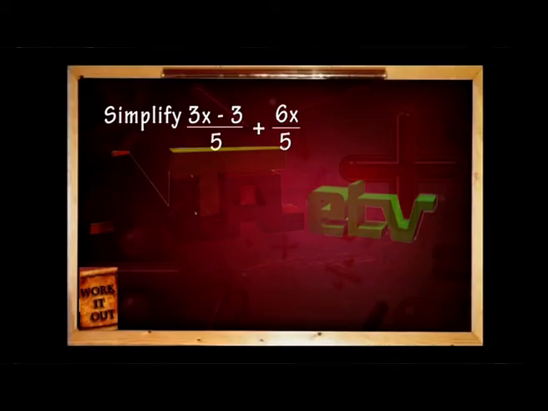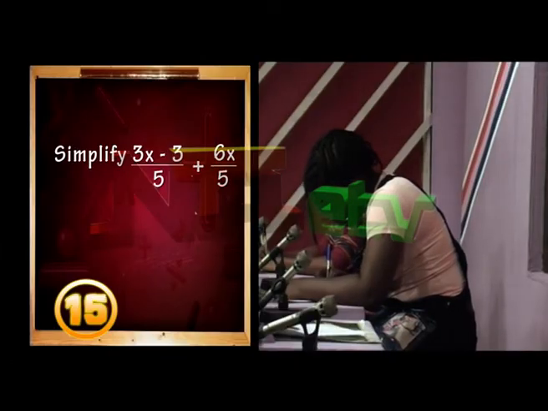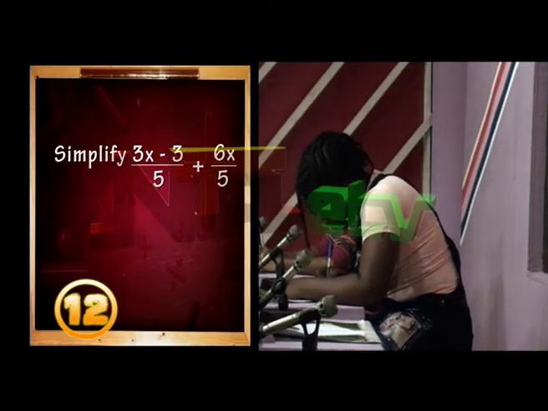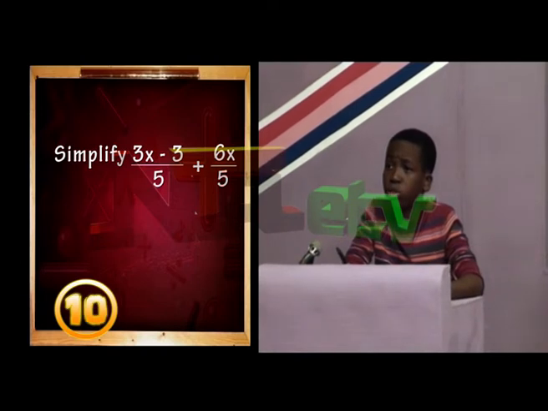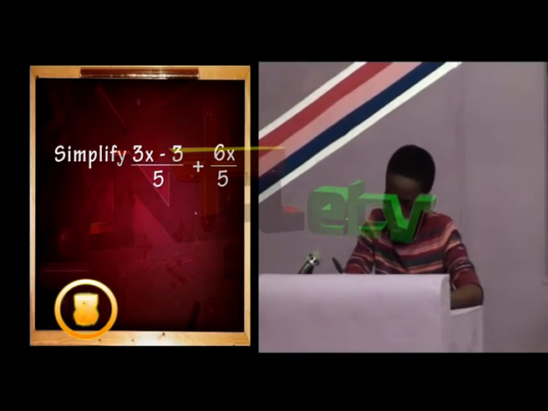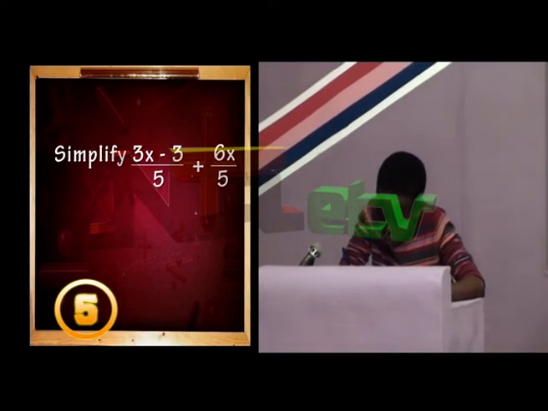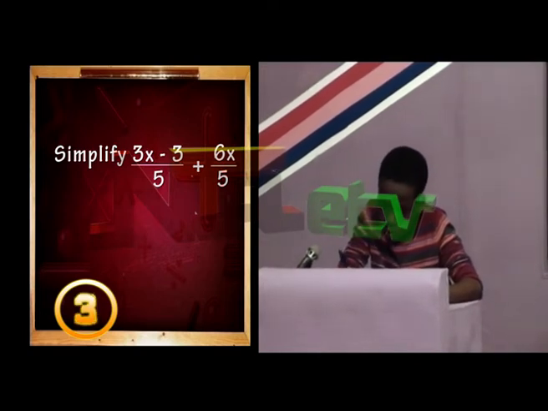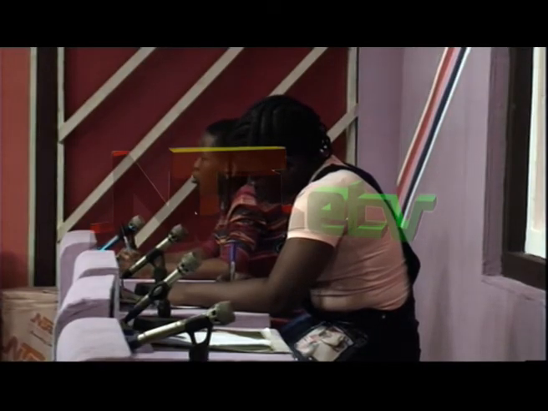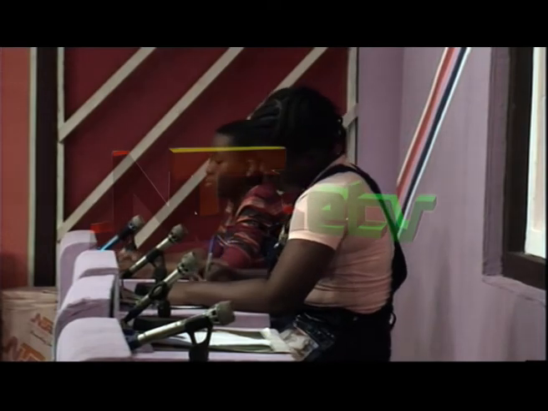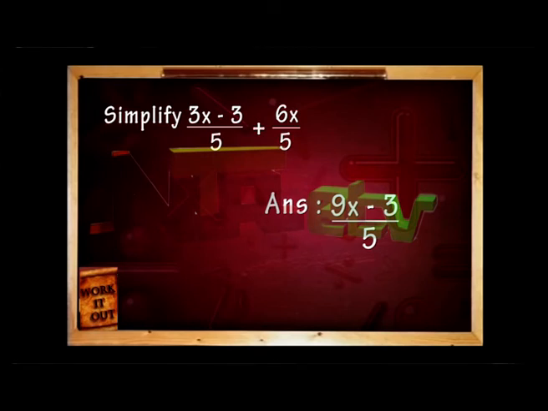Contestant A. Number 4. Simplify (3x minus 3) over 5 plus 6x over 5. X is equal to 3 minus 3. We are simplifying that expression. We're just adding and subtracting, that's all. X is equal to minus 1 over 2. No. The time is up. Yes, bonus, contestant B. The answer is (9x minus 3) over 5.